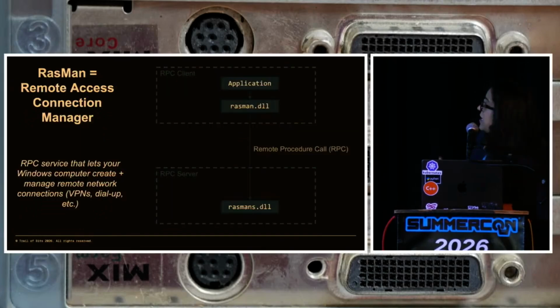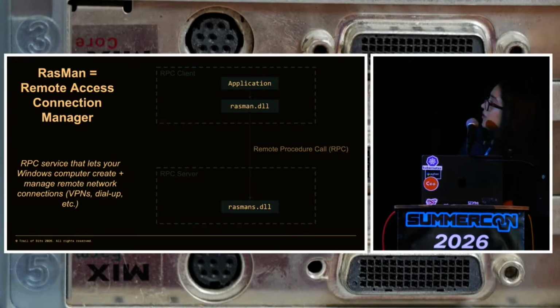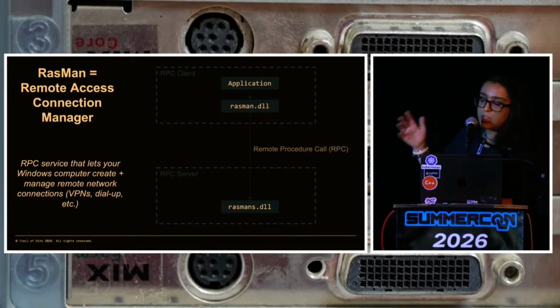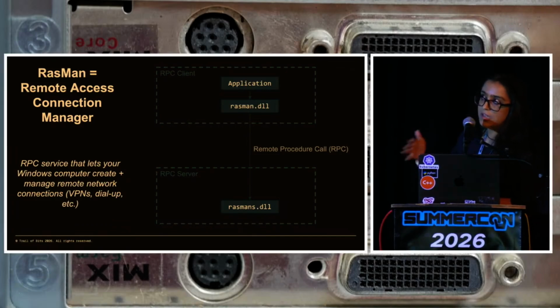So what is RasMan? RasMan stands for Remote Access Connection Manager, and basically, all you need to know about it for the context of this talk is that it's an RPC service that lets your Windows create remote network connections. Beyond that, the important thing is that it's an RPC server. So everything that we learn about exploiting it can be applied to other RPC servers and clients as well.